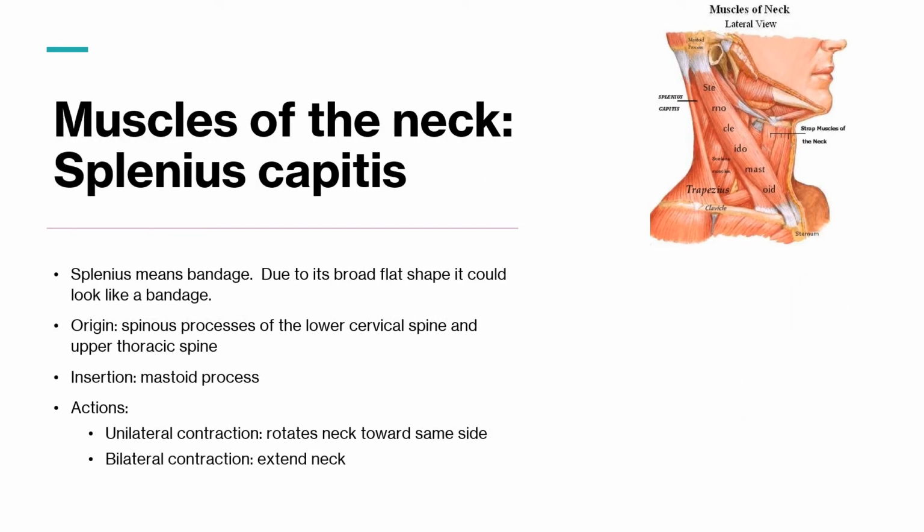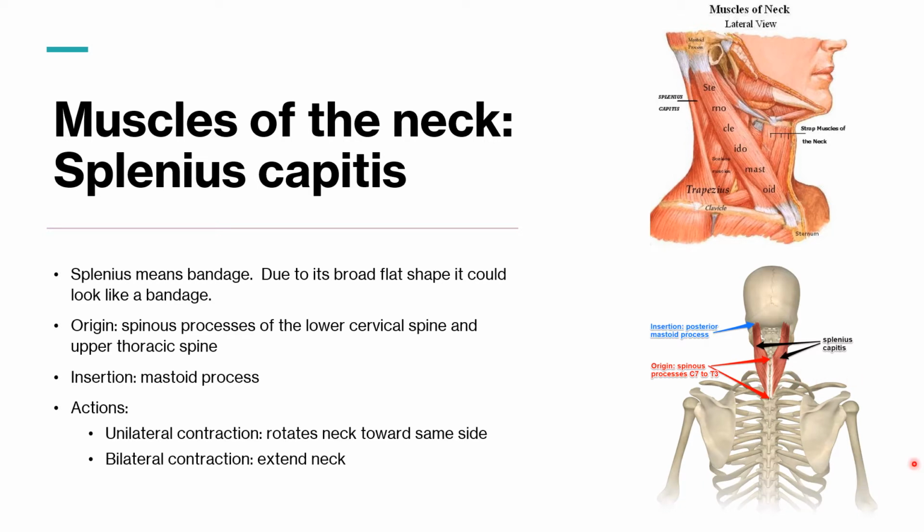Muscles of the neck, Splenius capitis. Splenius means bandage. Due to its broad shape, it could look like a bandage. Origin, spinous processes of the lower cervical spine and upper thoracic spine. So C7 to T3. And then it inserts on the mastoid process, similar to the sternocleidomastoid. Its actions, when it unilaterally contracts, it rotates the neck towards the same side. When it bilaterally contracts, it extends the neck. So its function is also to rotate the neck and to extend the neck.